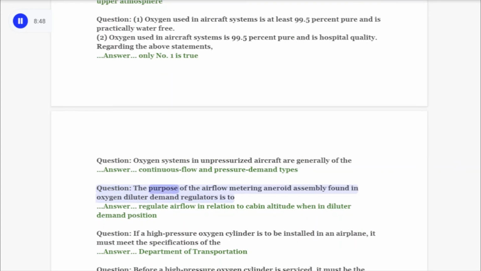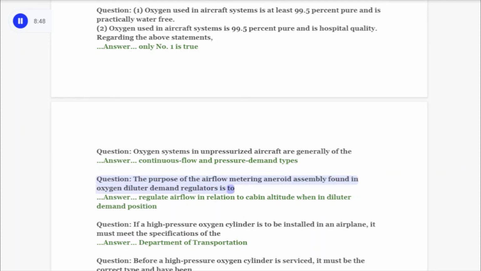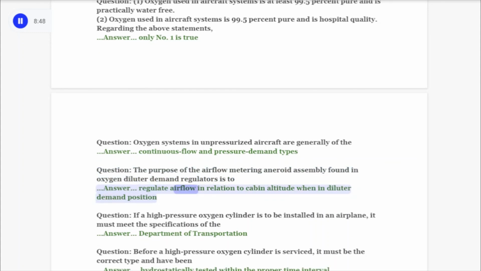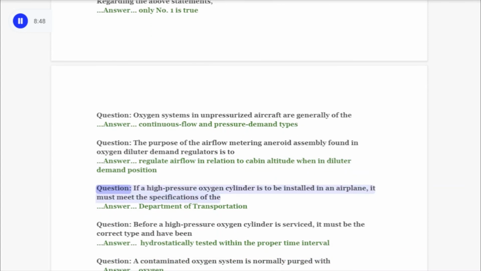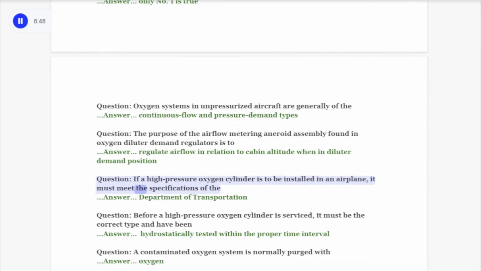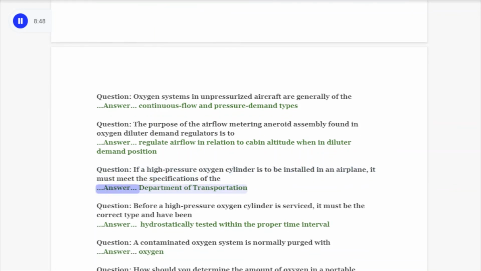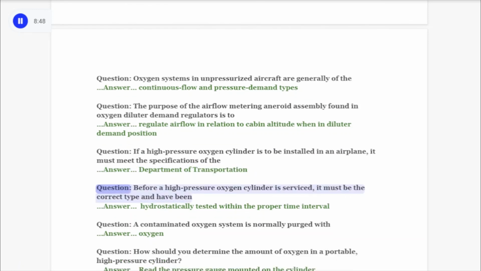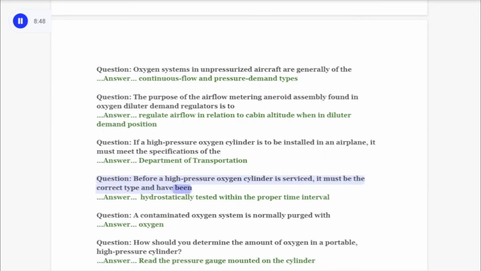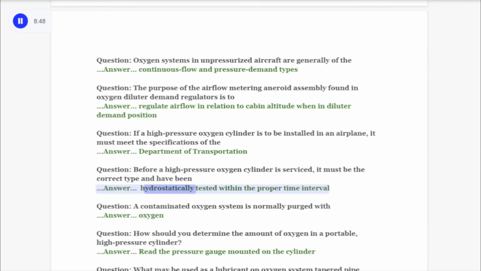Question: the purpose of the airflow metering aneroid assembly found in oxygen diluter demand regulators is to. Answer: regulate airflow in relation to cabin altitude when in diluter demand position. Question: if a high-pressure oxygen cylinder is to be installed in an airplane, it must meet the specifications of the. Answer: Department of Transportation. Question: before a high-pressure oxygen cylinder is serviced, it must be the correct type and have been. Answer: hydrostatically tested within the proper time interval.